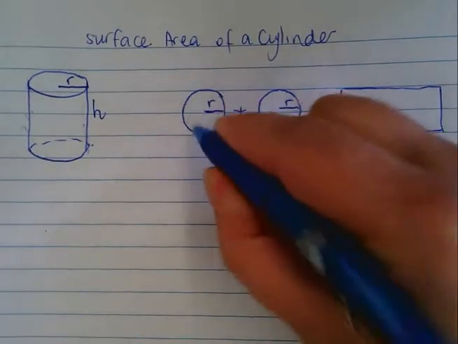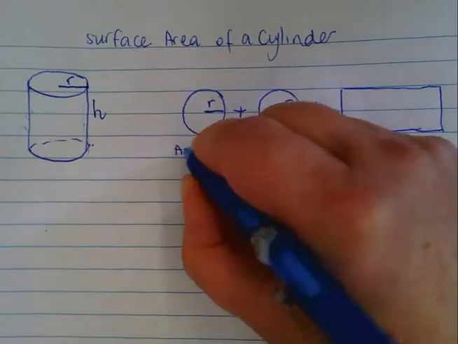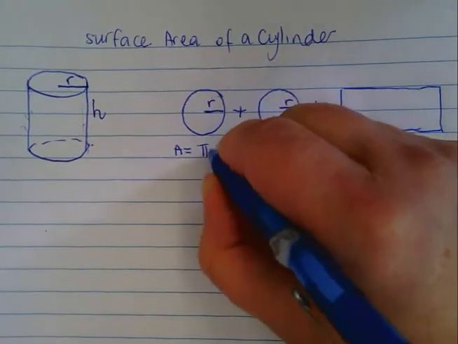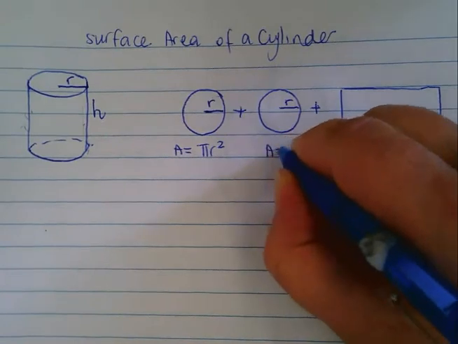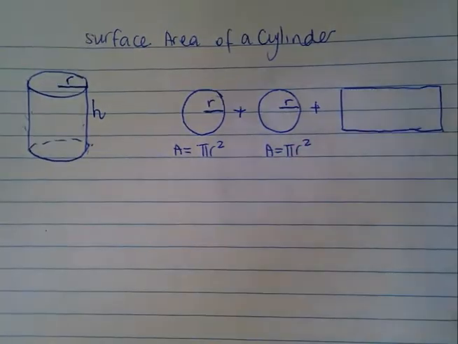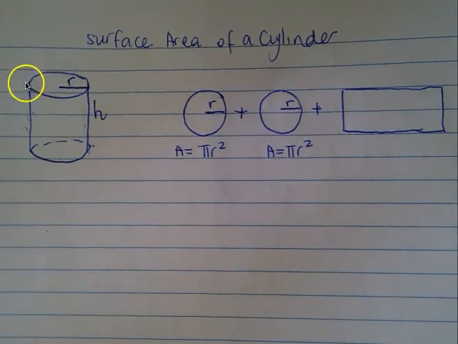So what is the area of each circle? What's the area of this circle? Area is pi r squared, and the area of this one is pi r squared. But I have to work out the area of the rectangular piece that wraps around the circle. So what I need is this distance around here. That's the circumference of the circle. And then times it by the height.